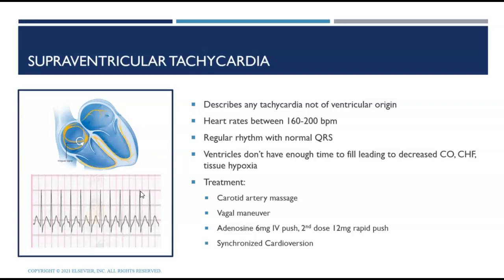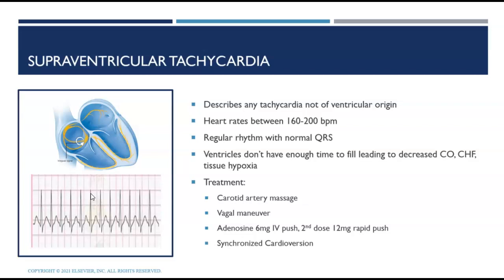So if it is regular, then I know that I am dealing with like SVT or a flutter, but atrial fibrillation would be irregular. Okay, meaning that this R to R distance is not happening at the same space. I might have one here and two boxes in between before I have another one, and then one's right after it, and those lines aren't marching out at the same distance.